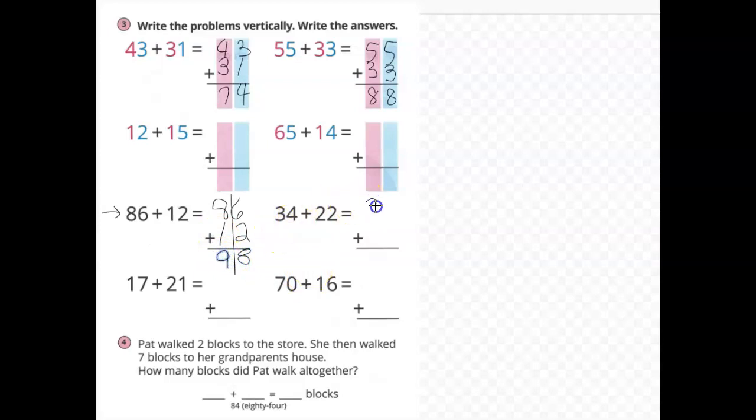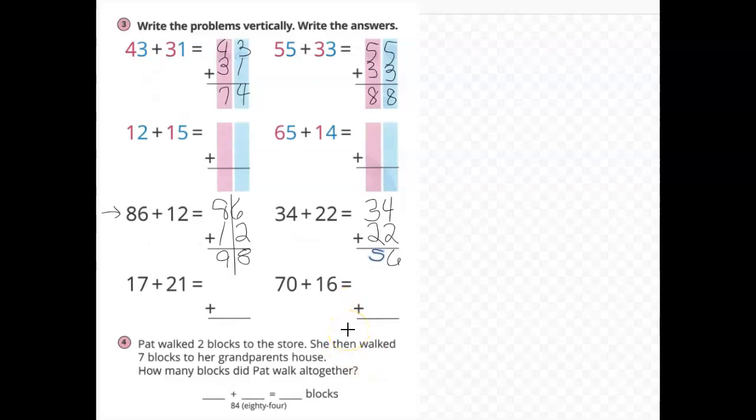34. And then right below them, I need to keep my numbers straight down. 22. You see how I kept my 4 and my 2 on top of each other, and my 3 and my 2? And then I add straight down. 4, 5, 6. And then 3, 4, 5. Now, if you get sloppy, you're going to end up with wrong answers. They have to stay on top of each other, okay?